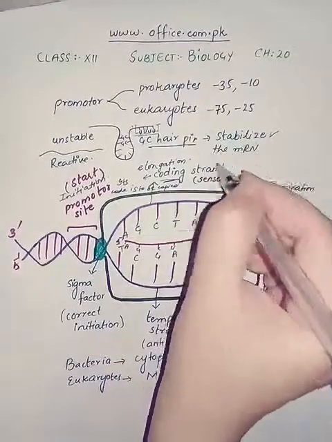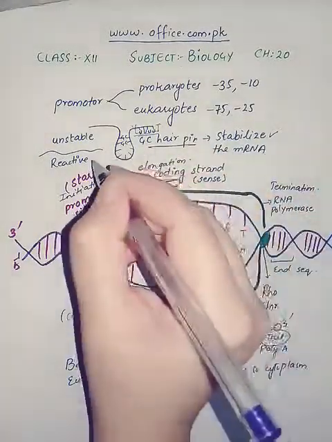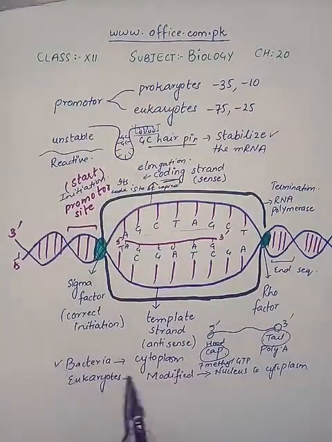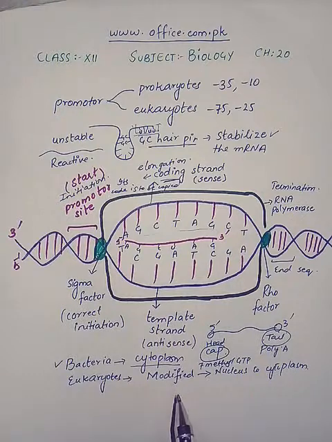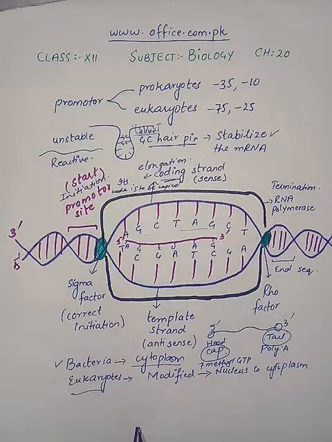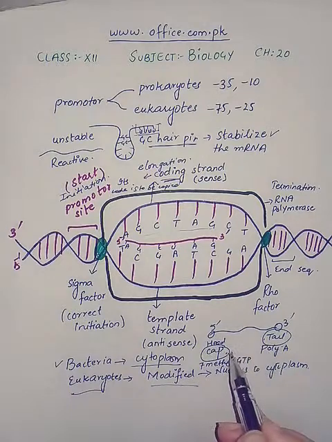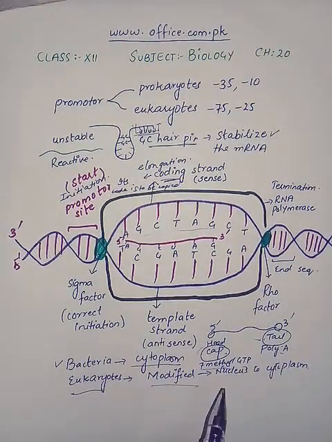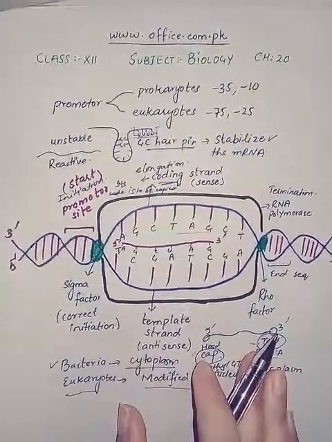This hairpin will stabilize the newly synthesized messenger RNA, otherwise it will be very unstable and very reactive. In case of bacteria, the newly synthesized messenger RNA will directly be in the cytoplasm, whereas in eukaryotes it has to cover a long distance from nucleus into the cytoplasm. So it is modified in a variety of ways. It is protected by a cap and a tail. The cap is 7-methyl GTP and the tail is the poly A tail. They will protect the newly synthesized messenger RNA from the action of various enzymes like nucleases and phosphatases.